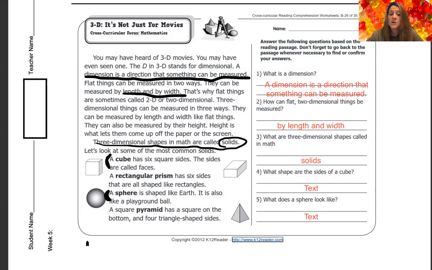It is also like a playground ball. So you guys can put one thing that a sphere looks like, okay? And you're going to do that on your own. Okay, that is all of the questions for day 3.